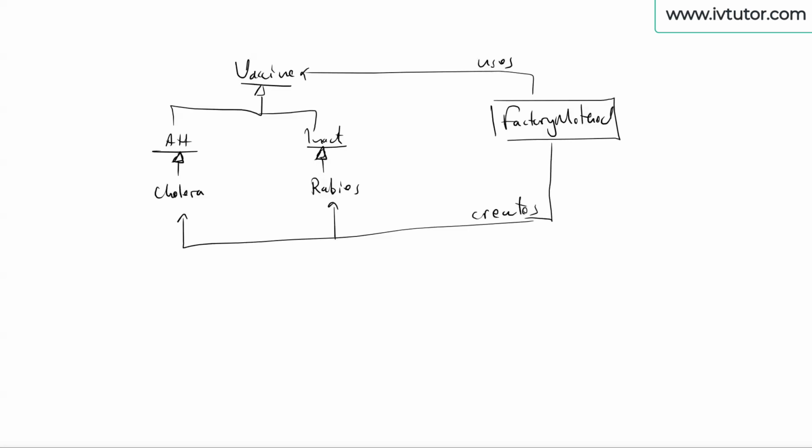Because whatever your class creates, these have to be concrete classes, something that you can instantiate. And whatever your class returns has to be the topmost pointer, because when your client is requesting a vaccine, it's going to get a pointer of type vaccine. But this pointer can be a cholera or can be rabies.